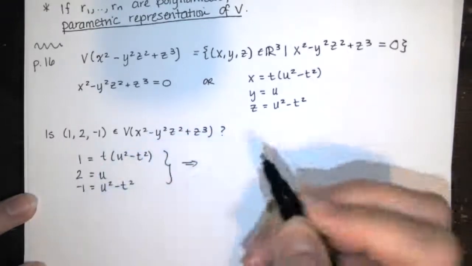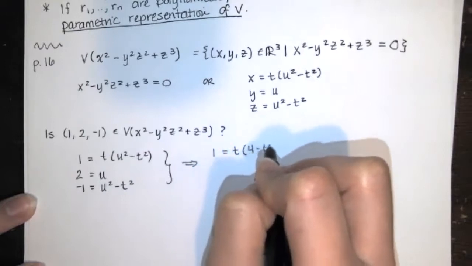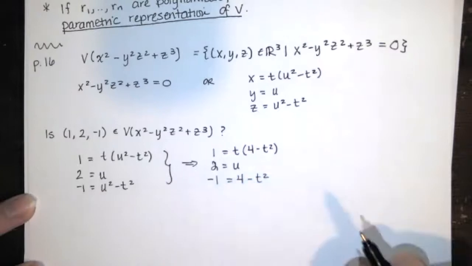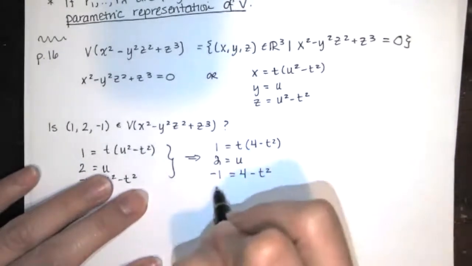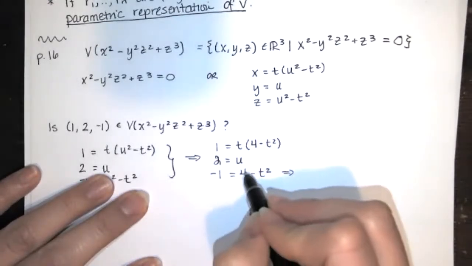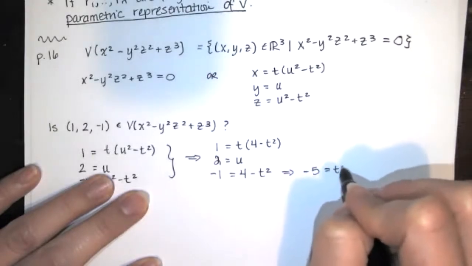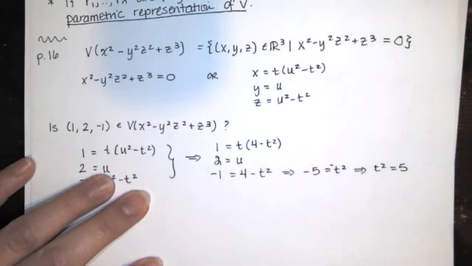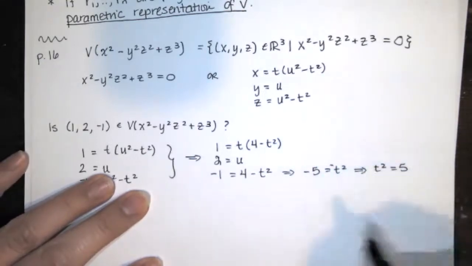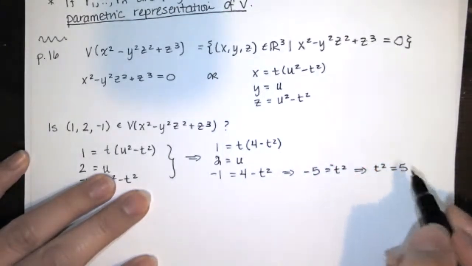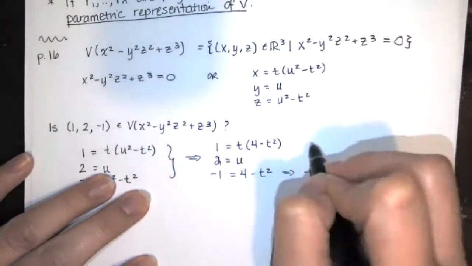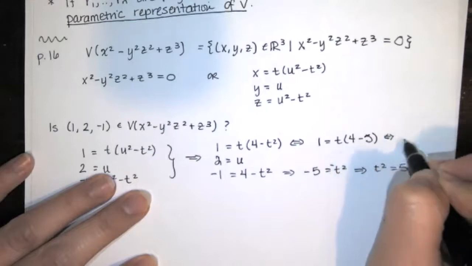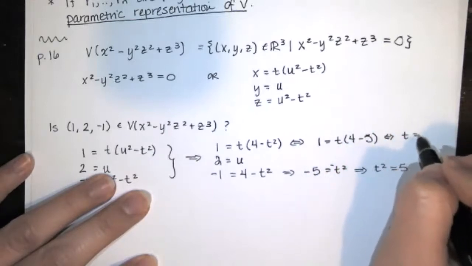So we can substitute u equals 2 up here, and we have 1 equals t times 4 minus t squared. And -1 equals 4 minus t squared. So from this one, we can find out what t squared has to equal. If we subtract 4 from both sides, -5 must equal -t squared. So t squared must equal 5. Okay. So t would have to be plus or minus the square root of 5. Now, if we substitute that in up here, we'd have 1 equals t times 4 minus t squared, which is 5. So we'd have -1 times t is equal to 1, so t must equal -1.